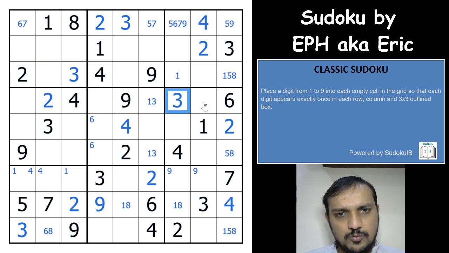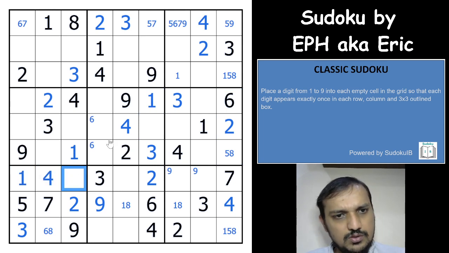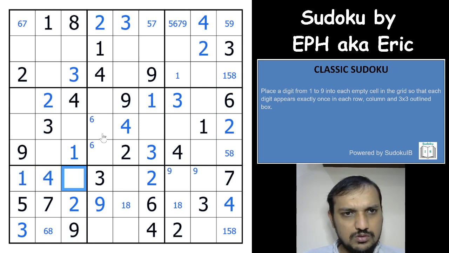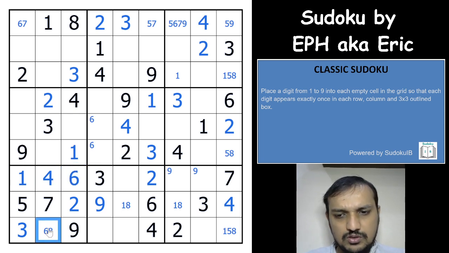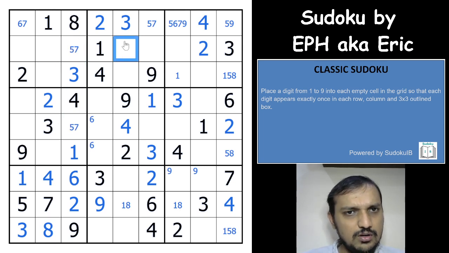Okay, this cell would have to be a 3 because of the 3 here and this 3 here. That gives you a 1 here and a 3 here. That gives you a 1 here and a 4 here. Amazing. I was doing it a bit fast. You get a 1 here and then you get a 1 here. That gives you a 4 here and that gives you a 6 and an 8 here. So these two cells are 5 and 7 in any order.